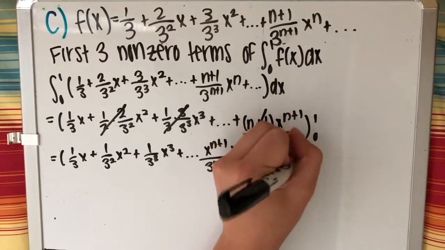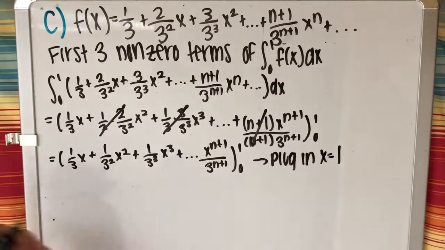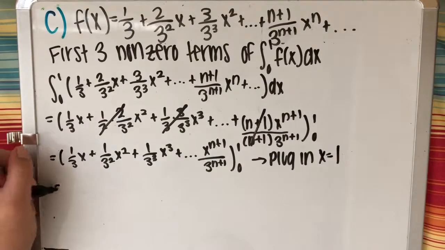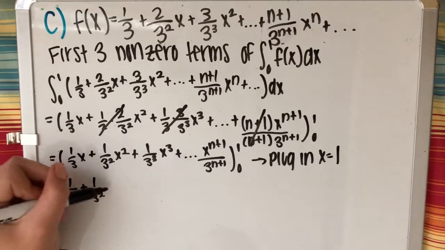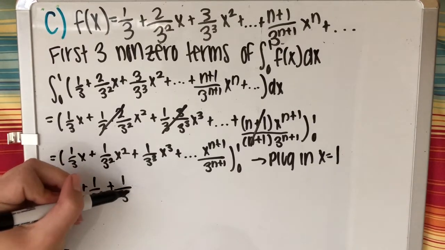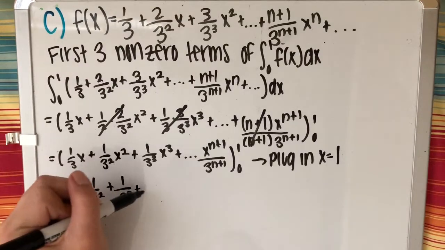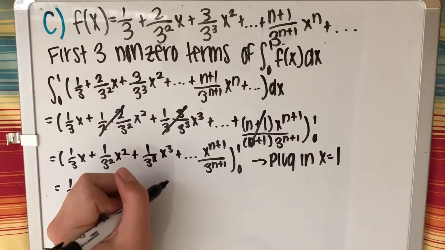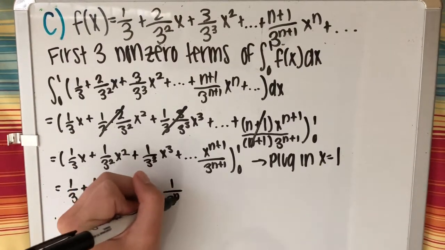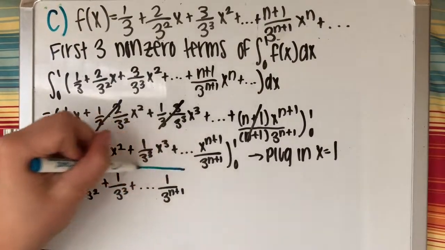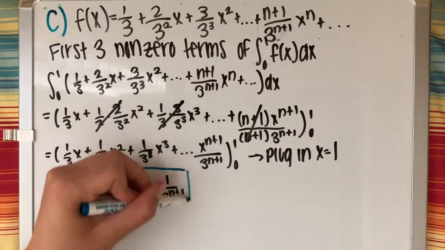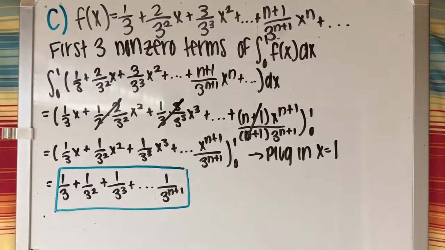Now we plug in 1, and 1 to any power is still going to be 1, so we're just going to have the coefficients all added together. If we plug in 0, all the terms are going to end up being 0, so we don't even need to really show that. So we're just left with 1/3 plus 1 over 3 squared plus 1 over 3 cubed plus 1 over 3 to the n plus 1.